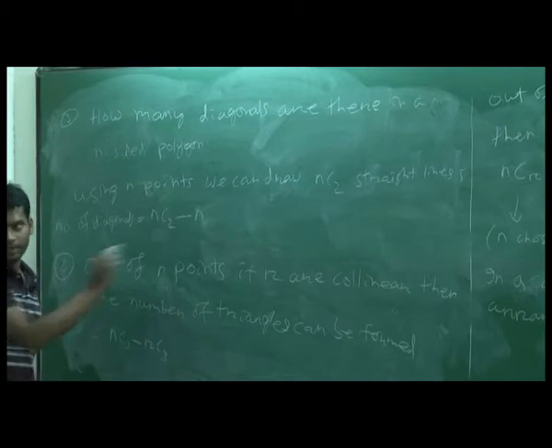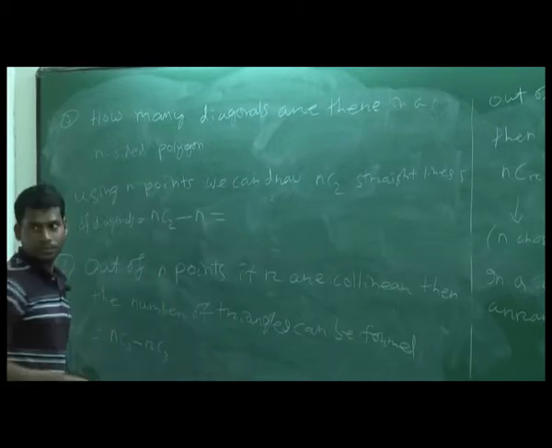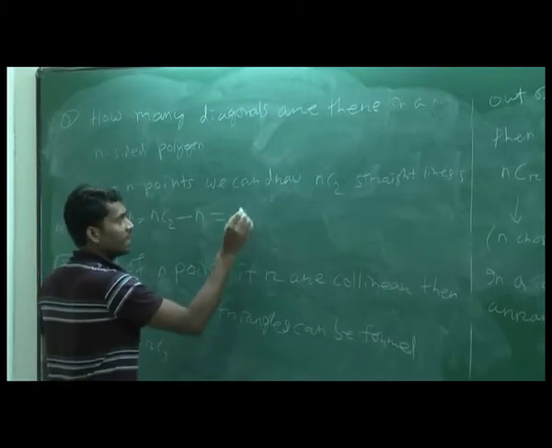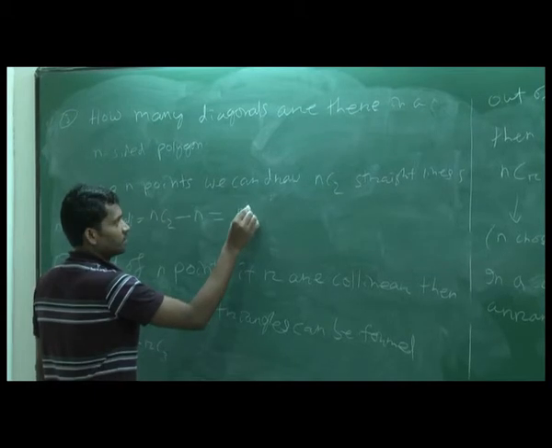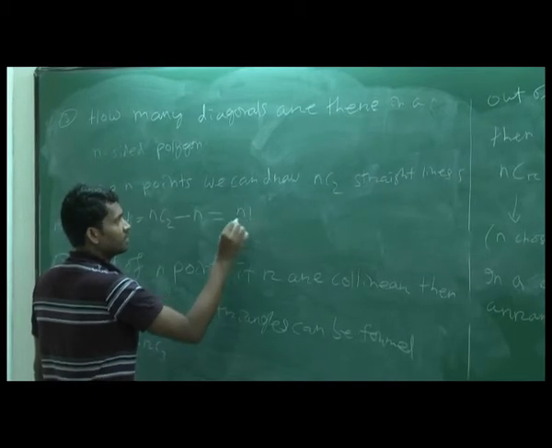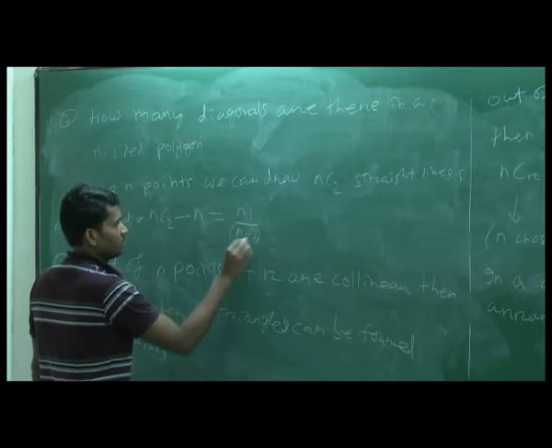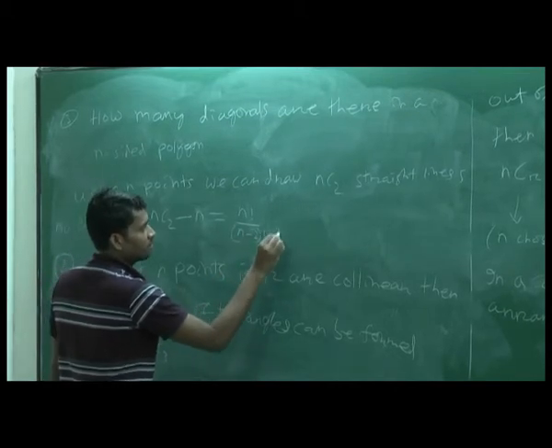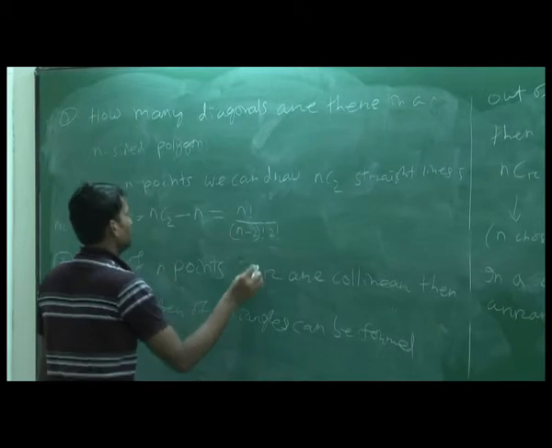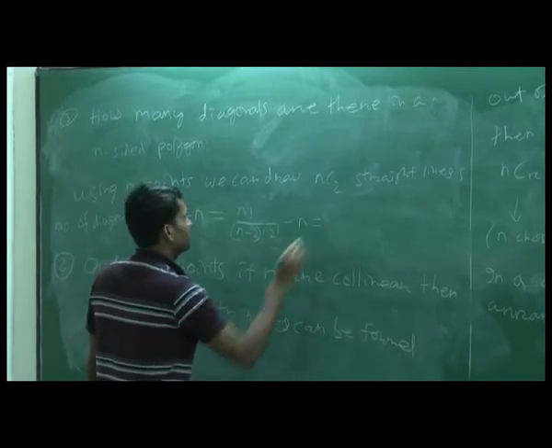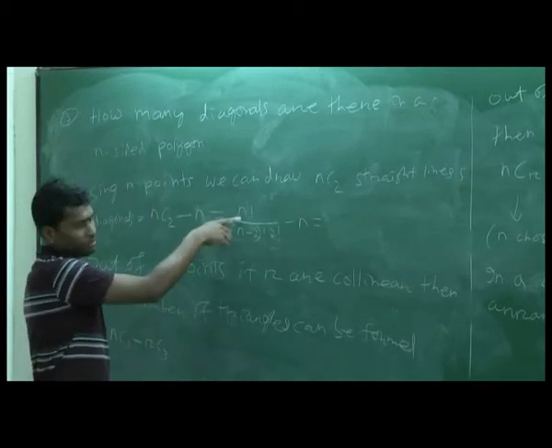Equal to nC2 minus n. So what is this nC2? nC2 means n into n minus 1 by 2. n factorial divided by n minus 2 factorial into 2 factorial, minus n, right? So up to n minus 2 factorial it will cancel, right?